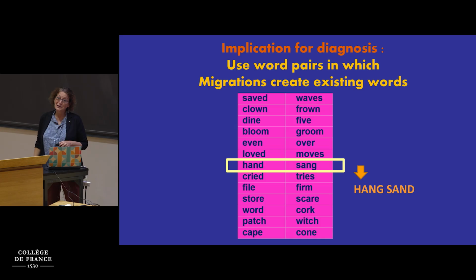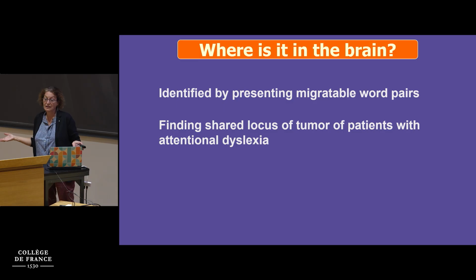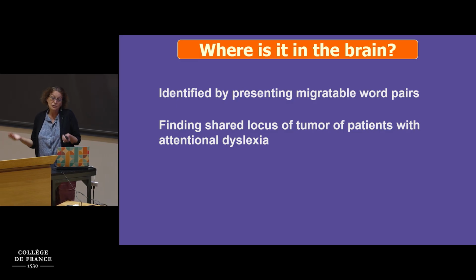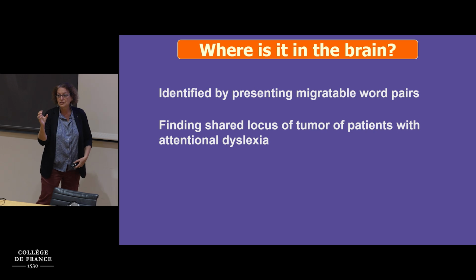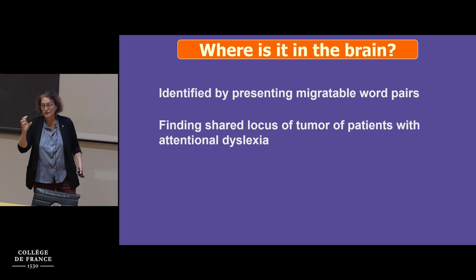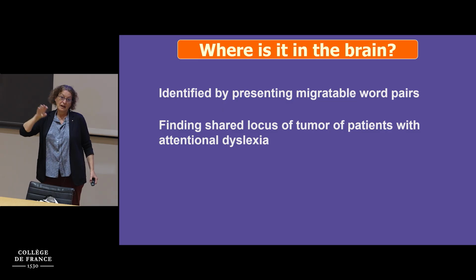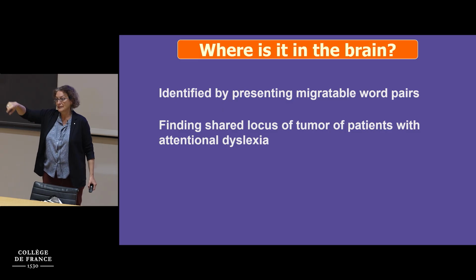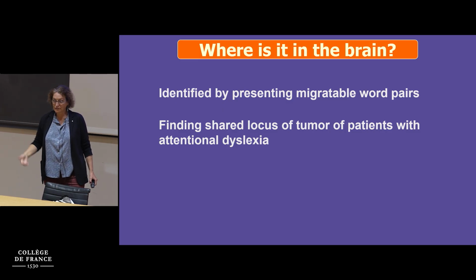Now the question is, where is it in the brain? How do we identify this dyslexia in the brain? And until now, it wasn't identified in the brain. So again, we use these two approaches. One approach is to look at patients who have attentional dyslexia, pure attentional dyslexia, and see where their tumor in the brain is. And the other is to look at stimulations, areas of stimulation, and to see at least what kind of white matter tract is sensitive to this kind of errors.